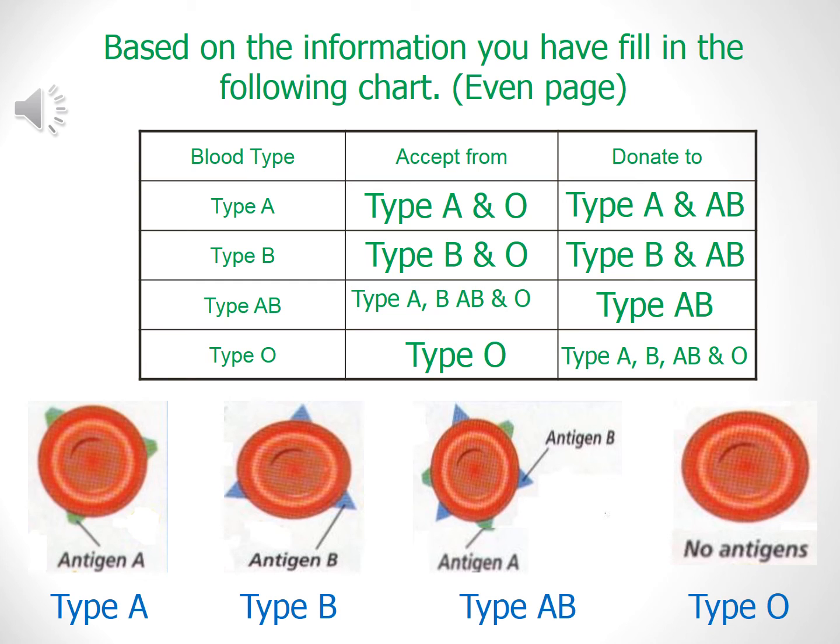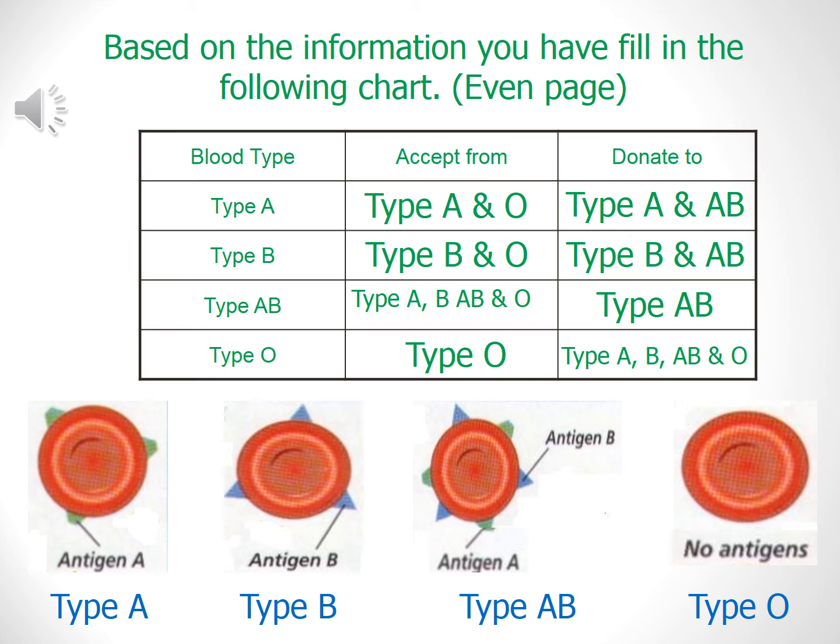Okay, so make sure you make this chart and then fill it in. Blood type A, B, and O. Here it's an acceptance chart, a donating chart. Type A can get from A and O and donate to A and AB. Type B can get from B and O.